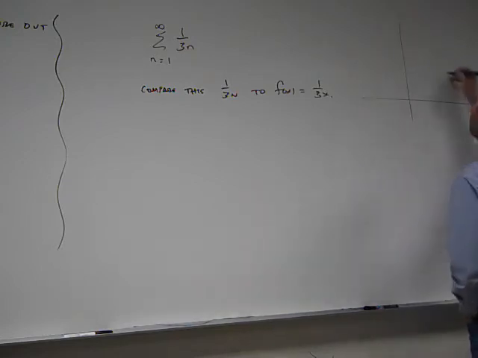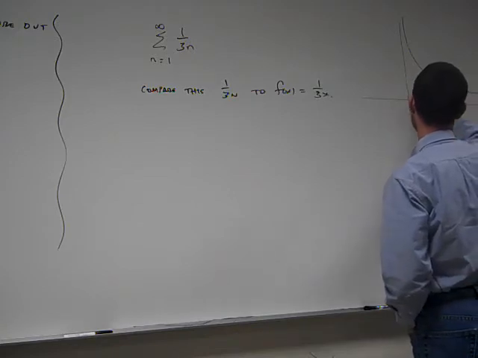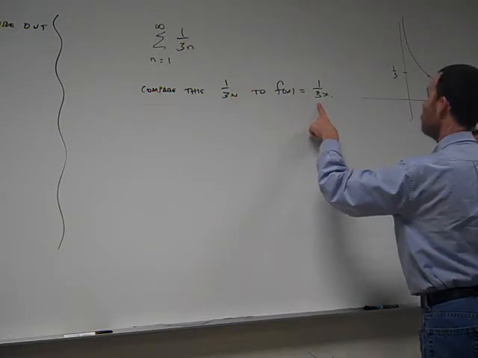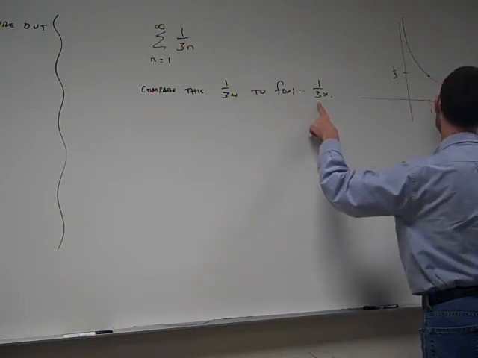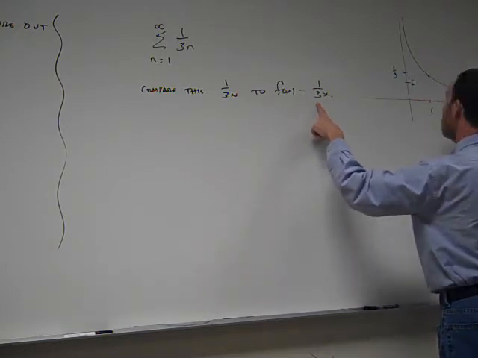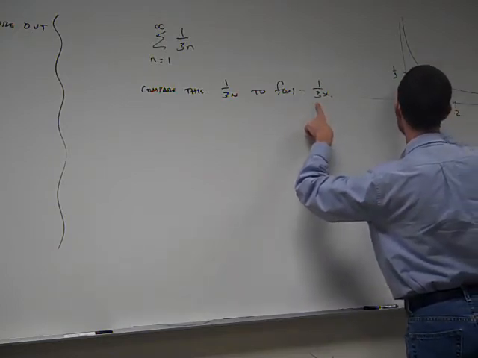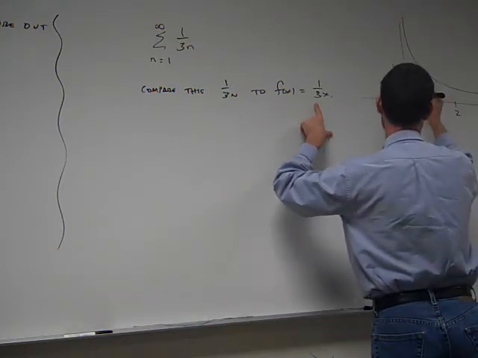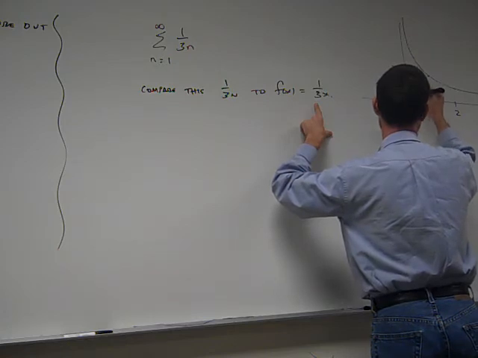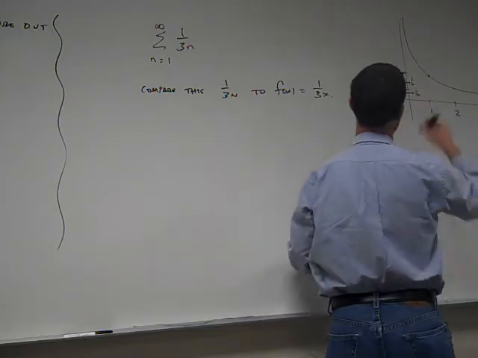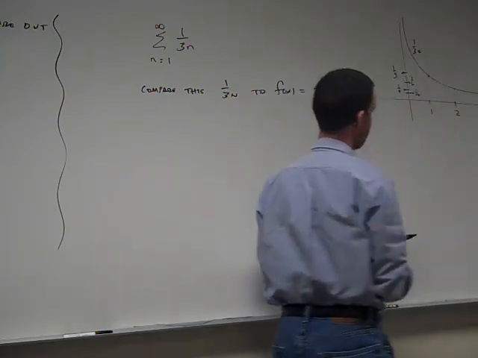So put 1 in, I get 1/3 out. Put 2 in, I get 1/6 out. Put 3 in, I get 1/9 out. 4 in, I get 1/12 out. So there's what 1/3x looks like.